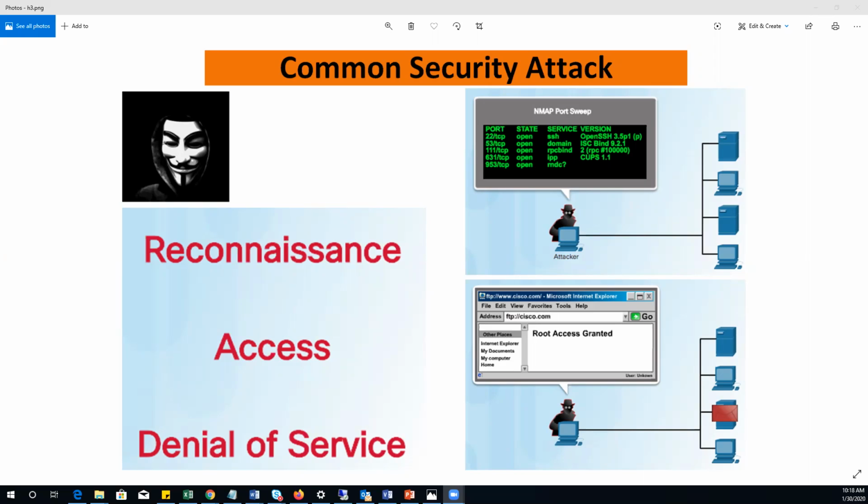What does reconnaissance actually mean? These kinds of attacks are generally information gathering attacks. So in the case of reconnaissance, hackers generally never launch any kind of attack or destroy our network. At the initial stage, they are just getting information about our network.